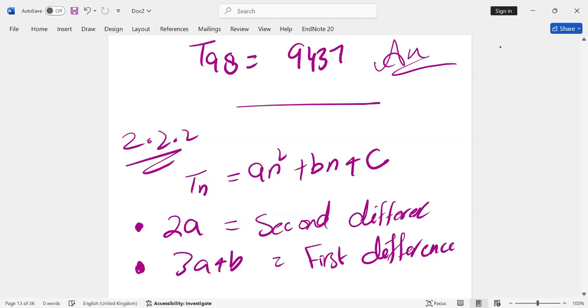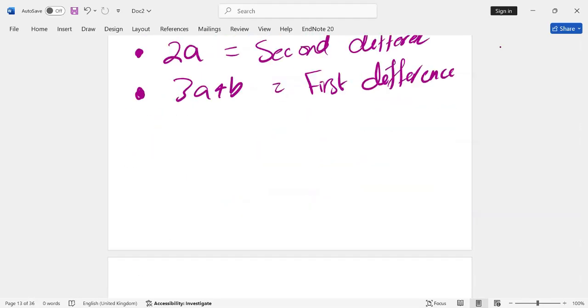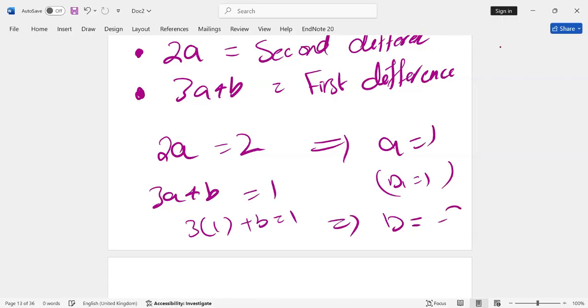So let's find a and b first. We have 2a equals 2, so a equals 1. And we have 3a plus b equals the first difference D1, which equals 1. So I'm just putting the value: 3 plus b equals 1. Now we have b equals minus 2 after solving this.